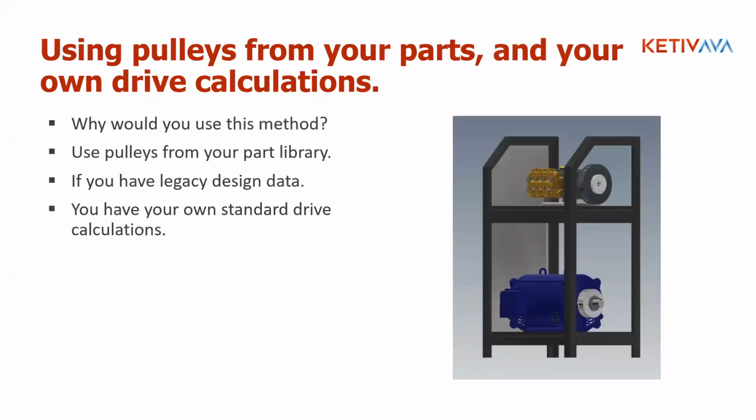So one of the simplest and first ways to use the design accelerator for the synchronous belts is if you already have pulleys in your library of parts you've done, and you have legacy design data of, I know at this distance and this distance, I need this belt, and I know it's going to work. We've already built models that are similar to this. We've built these distances in other applications with this horsepower and these RPMs. So we already have the data, but we just want to show the belt.